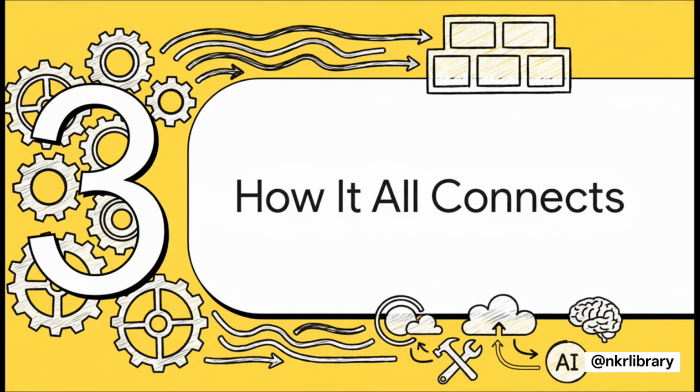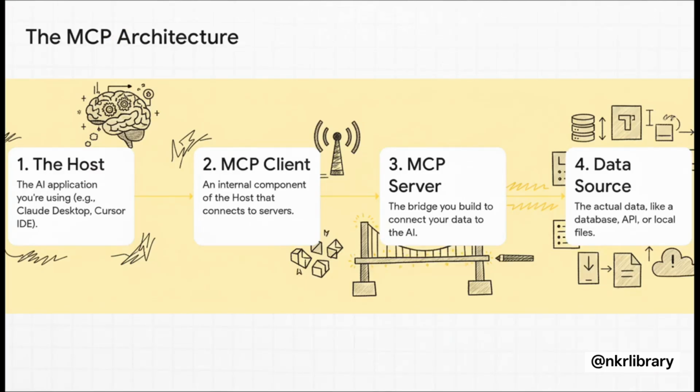Okay, so that all sounds great in theory, but how does this actually work? What does the plumbing look like? Well, the architecture is surprisingly simple, really. It's just 4 key parts. Let's just walk through this. First, you've got the host. That's the AI application you're actually using, like your code editor. Built into that host is the MCP client, which is responsible for all the communication. That client then talks to an MCP server. Now, this is the key piece that developers get to build. It acts as a bridge to the final component, your data source, whether that's a database, an API, or just files on your computer.